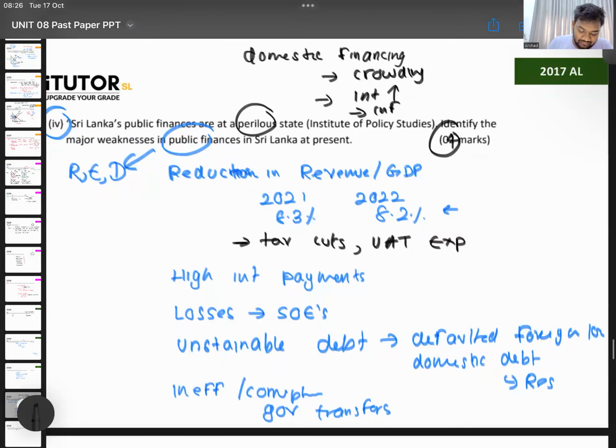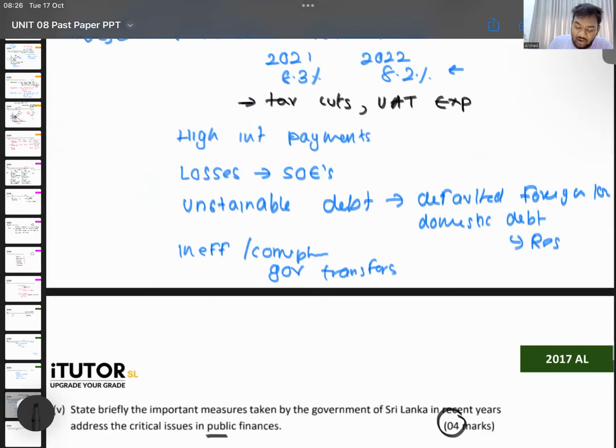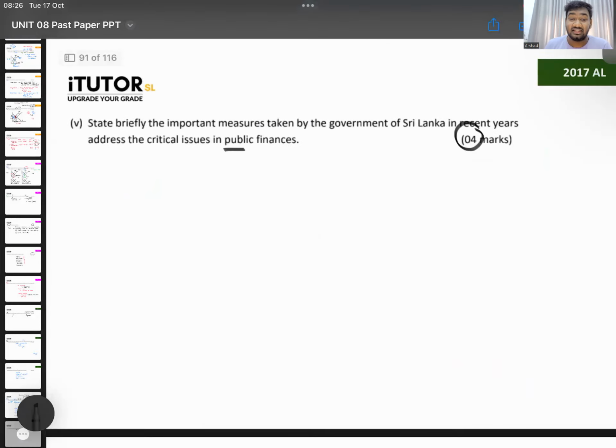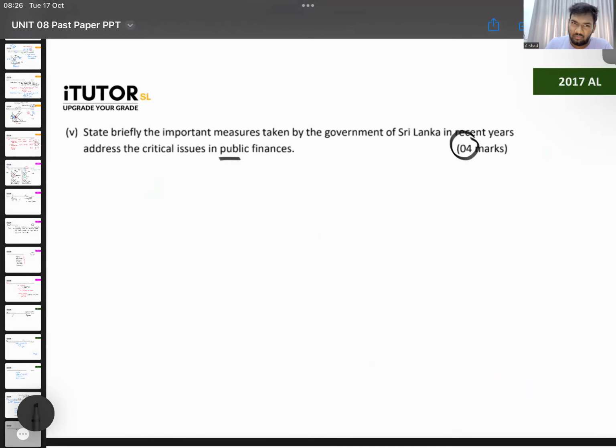Then we will go to 5. State briefly the important measures taken by Sri Lanka in recent years to address these issues. Now, what did we do? We'll forget about what's in 2017. In 2022 and all, what did we do, guys? Now, last year, this year, okay? One thing that you can definitely highlight is the increase in the tax rates. Okay, so especially income tax, we increased the tax rate. We increased VAT. That's one thing that we are doing.